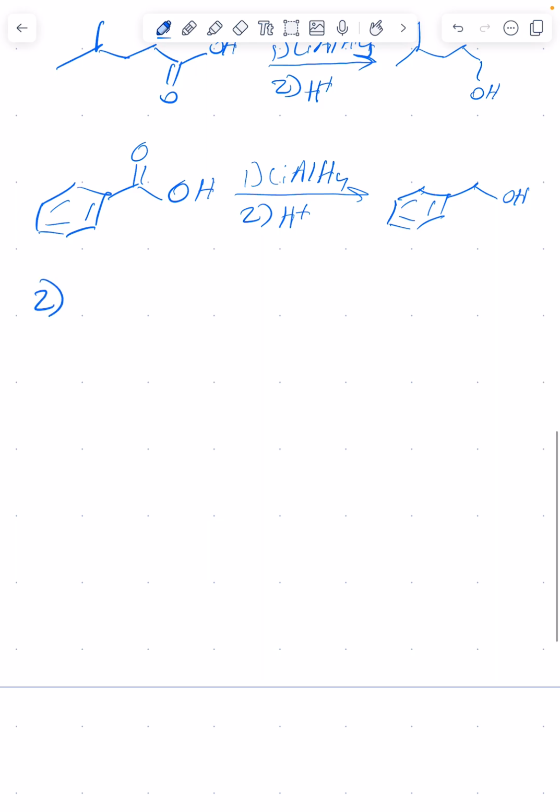Second reaction is related. This one is the reduction of esters.